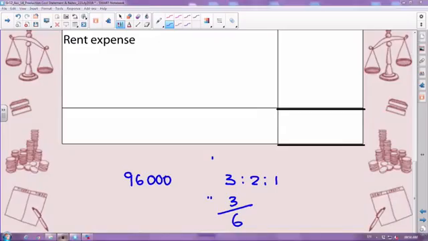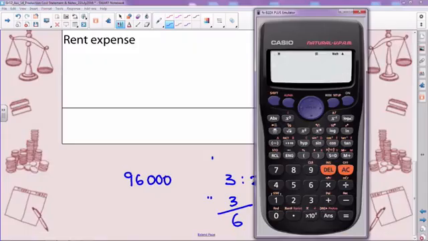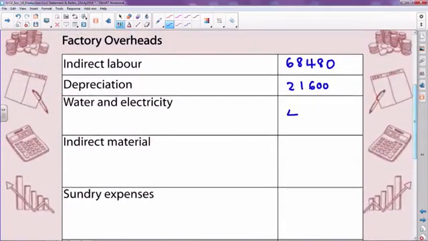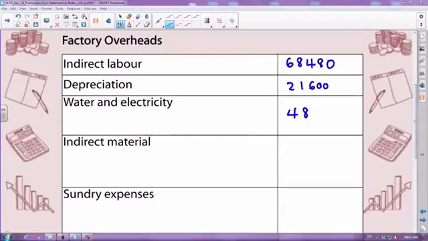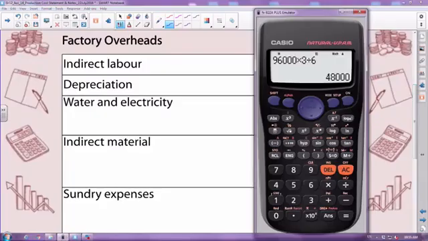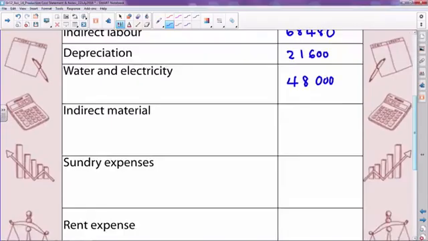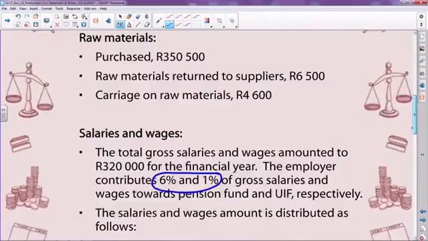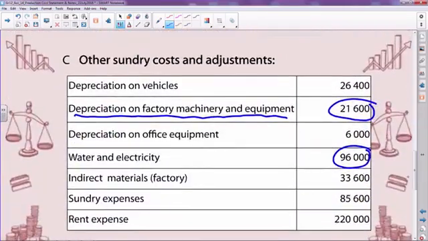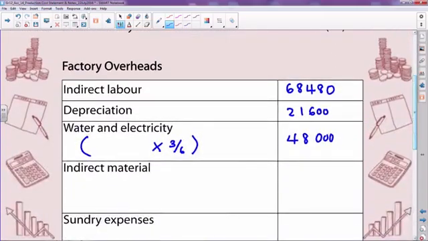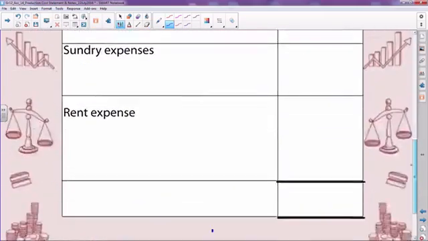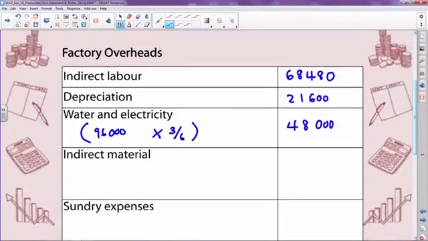So now, simple, calculator, 96,000 times 3 divided by 6, which is equal to 48,000. Okay, the answer there was 48,000. Perfect. So we come here, water and electricity, 48,000. Obviously you would show your calculation in brackets showing that you take it times 3/6, because obviously all the water electricity is not used by the factory, only a component, half of it namely, so half of the 96,000. So here's my calculation, the 96,000. Obviously, I showed you the calculation at the bottom as a calculation, but for our purposes in the answer book, please show that as well.